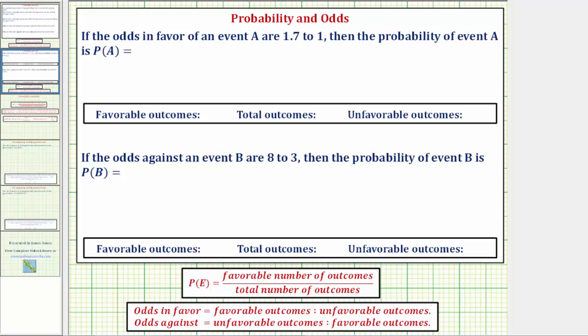Now we'll look at two examples of determining probability given odds. In our first example, if the odds in favor of an event A are 1.7 to 1, then the probability of event A is what?